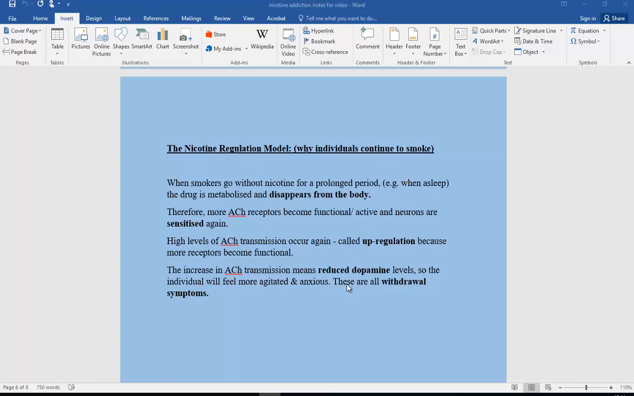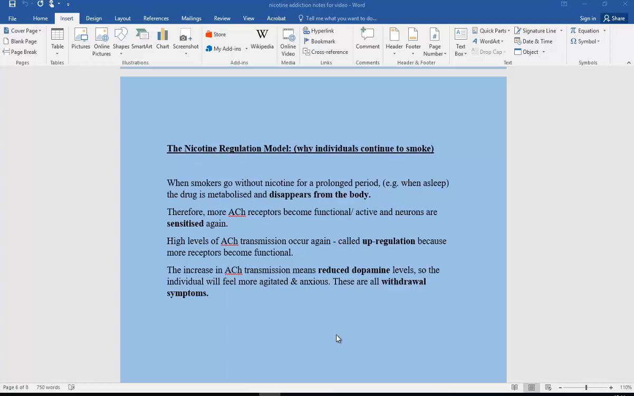Okay, so the nicotine regulation model explains why people continue to smoke. Eventually, when smokers go without nicotine for a long time, for example when they're asleep, the drug is metabolized and disappears from the body. So the ACH receptors become functional again, they become active again, and the neurons become sensitized. High levels of ACH means we get upregulation, because more receptors become functional. And that increase in ACH means we get a reduction in dopamine levels.